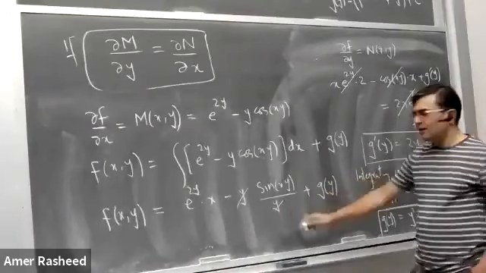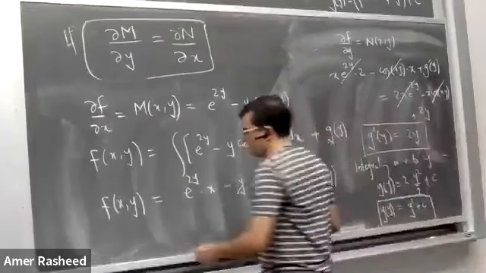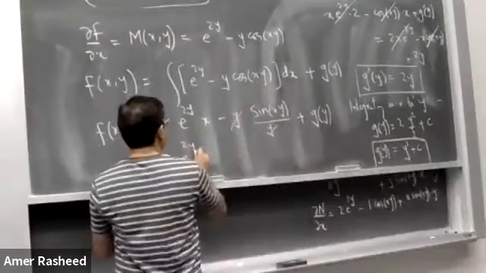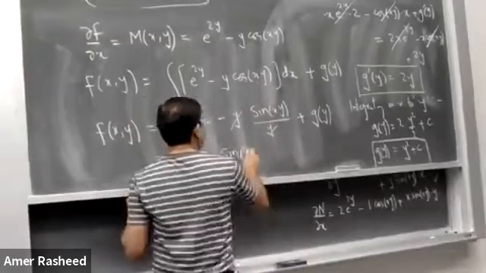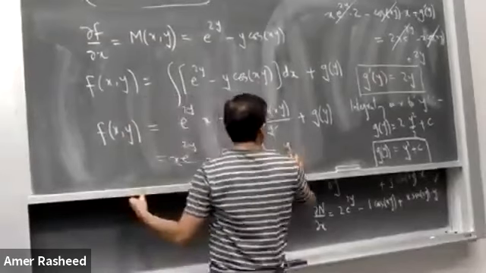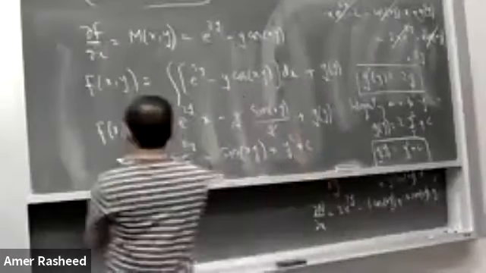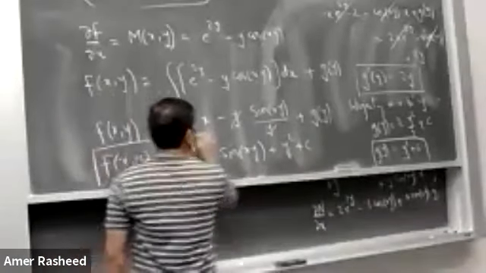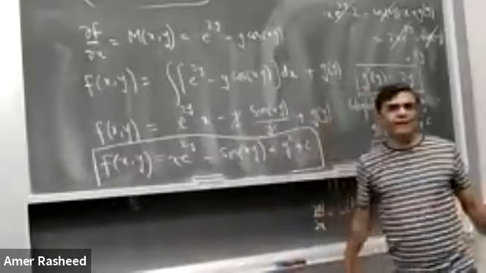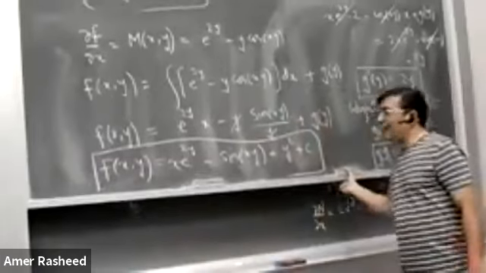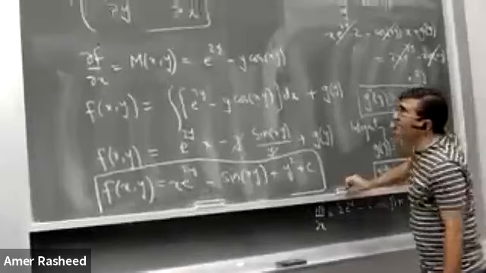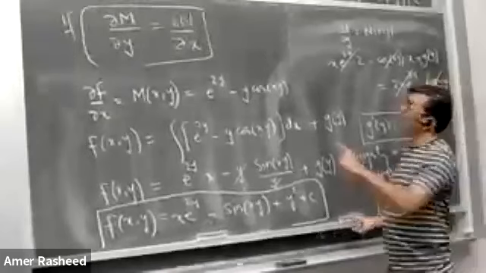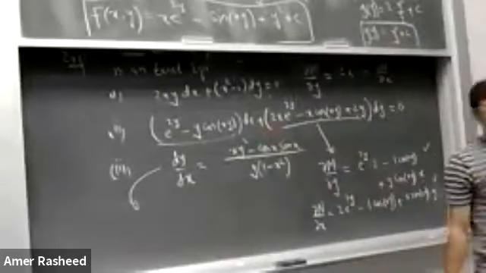Now, by putting the value of g of y here, we can finally obtain x e to the 2y minus sine of xy plus y squared plus c. This is your function whose exact differential, or whose differential, is that equation. The differential of this function is this equation.